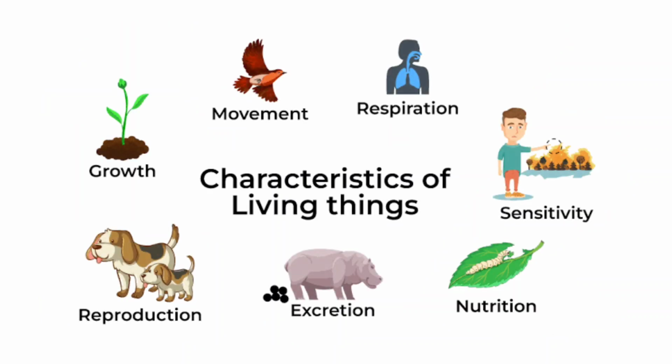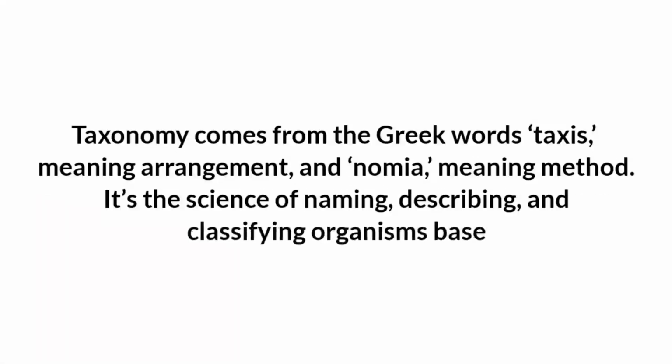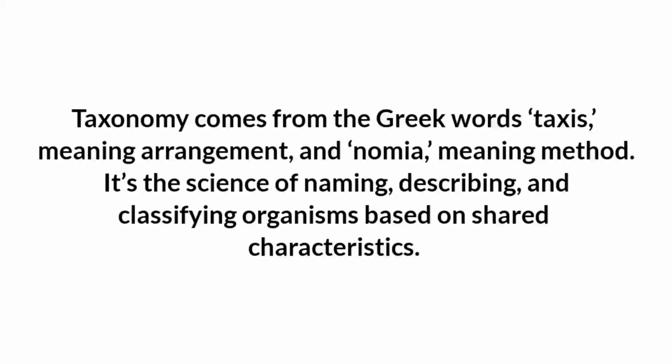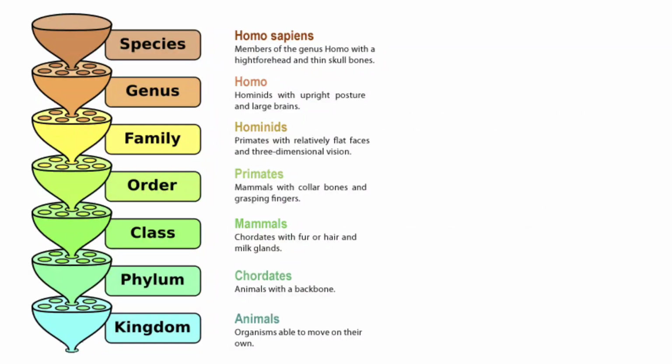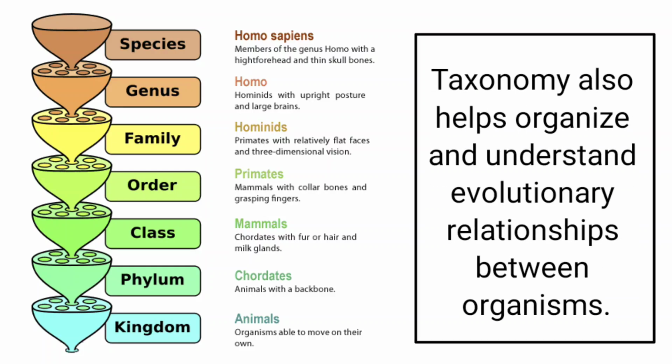Of course, many times you've seen how we talked about characteristics of living things, and today we shall be looking at how we classify these living things into different hierarchical levels. First, let's break down what taxonomy is. Taxonomy comes from the Greek word taxis, which means arrangement, and nomia, meaning method. So it is a science of naming, describing, and classifying organisms based on shared characteristics. Taxonomy also helps organize and understand evolutionary relationships between organisms.